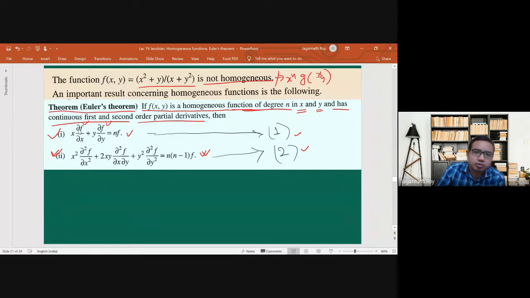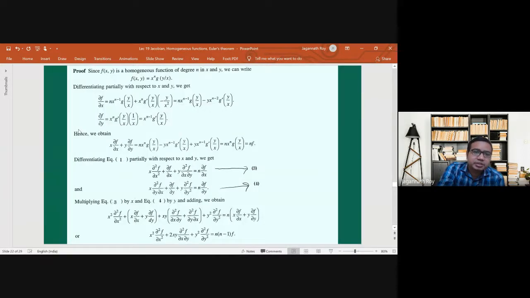So what we need to do is check whether the function is homogeneous or not. If it is homogeneous, then what is the degree? Once we find that out, we have to calculate the first order and second order partial derivatives, and from there we can directly write the result. So that is one more important result in functions of several variables. The proof is very simple.